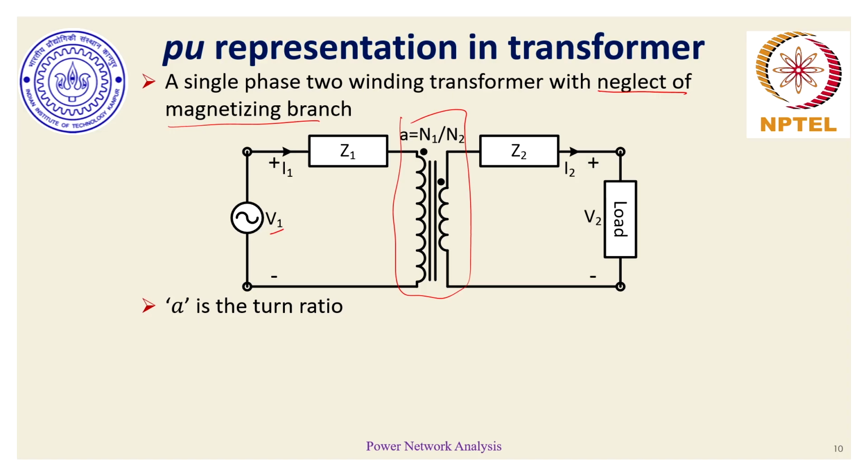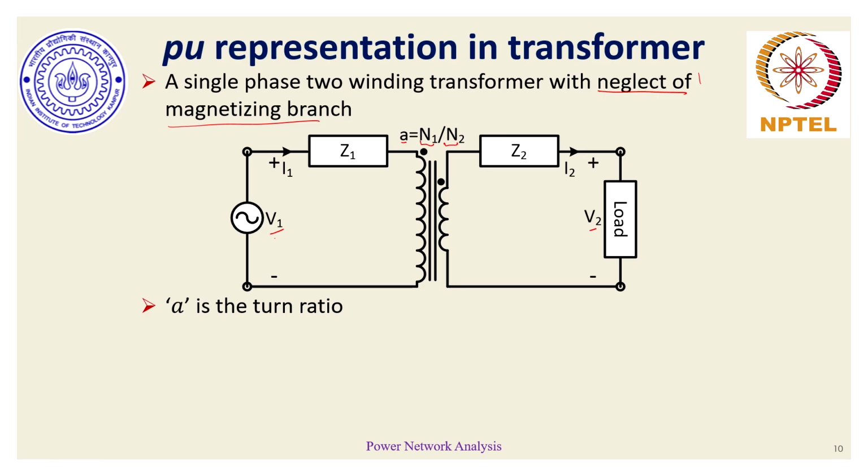The discussion, however, would remain the same if we also consider the magnetizing branch. The discussion won't change dramatically. So what we have here is a single-phase 2-winding transformer whose supply voltage is V1 phasor. The output voltage is supposed to be V2 phasor, and then you also know the turn ratio A, which is the ratio of individual turns on the primary and secondary side.